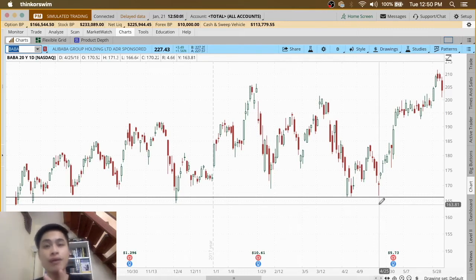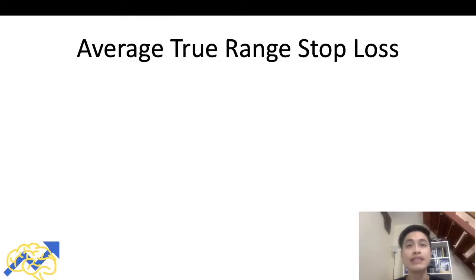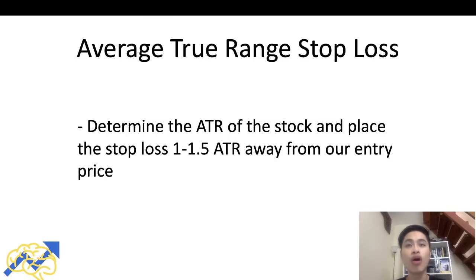So the two steps are, the first step is we want to identify a support level first. If there's a nearby support level, then the next thing we want to do is set our stop loss just below the support level. That is how we use price pattern stop loss. The last type of stop loss is the average true range stop loss. The average true range or ATR of a stock measures the volatility and fluctuation of a stock over a period of time.